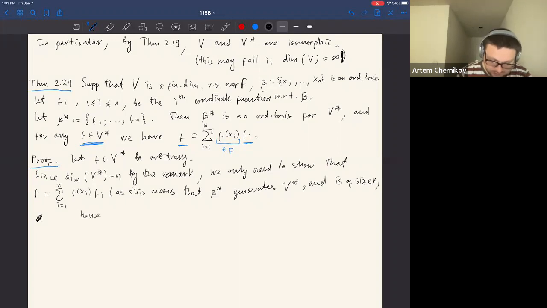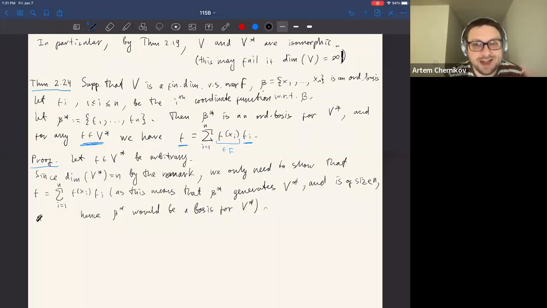So hence, beta star would be a basis for V star. Yeah, because we know the dimension of V star is n. And if we find a generating set of size n, then it's automatically a basis, right? So this we know from the basic properties of generating sets. So this means we only need to check that every vector indeed can be represented as a linear combination of the fi's.